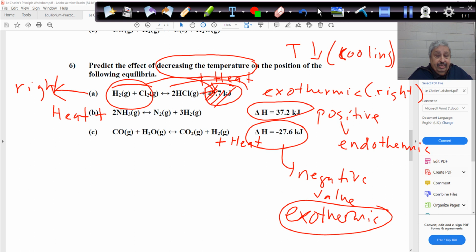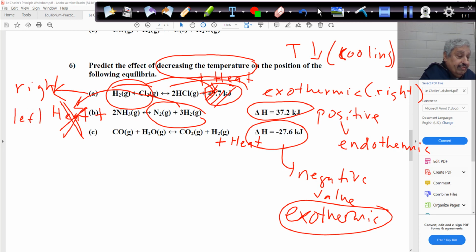So now the heat is on the left in B. The heat is positive on the left, endothermic. So if you are removing the heat, which arm will be less, the left or the right? The left will be less, correct? The left side will be less, because you are removing the heat. So the shift will be which way? Those have to react to compensate for the heat lost. So the shift will be to the left.